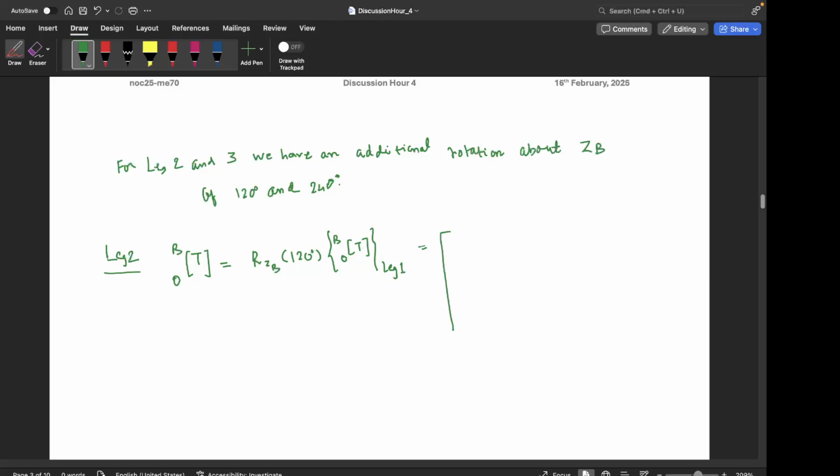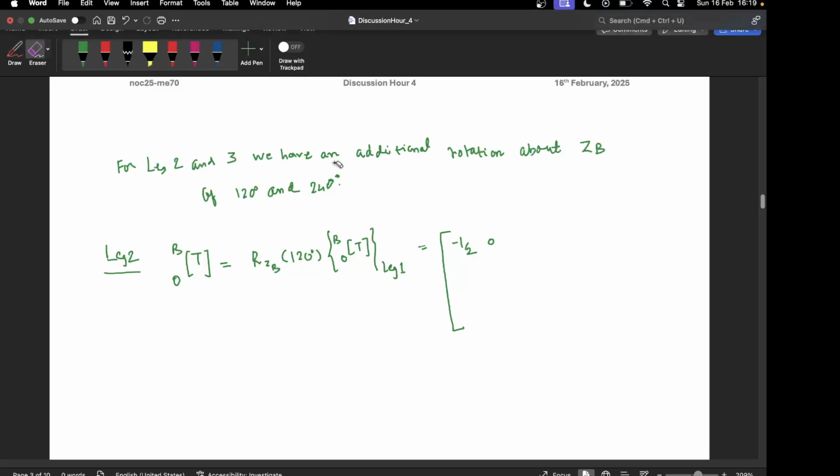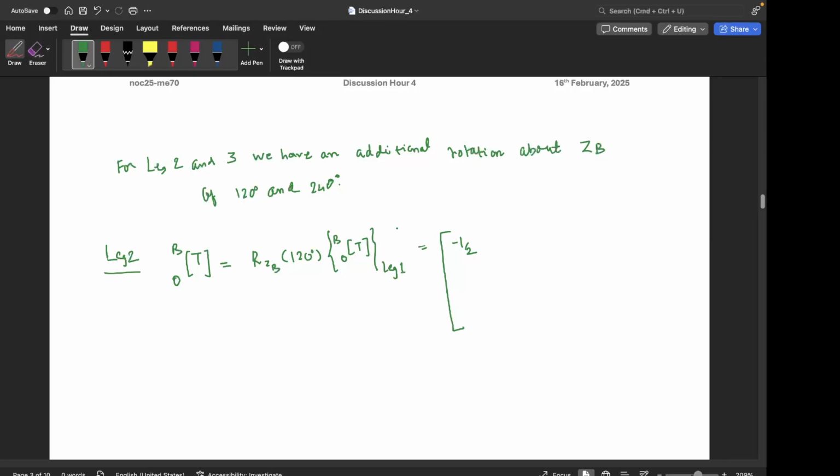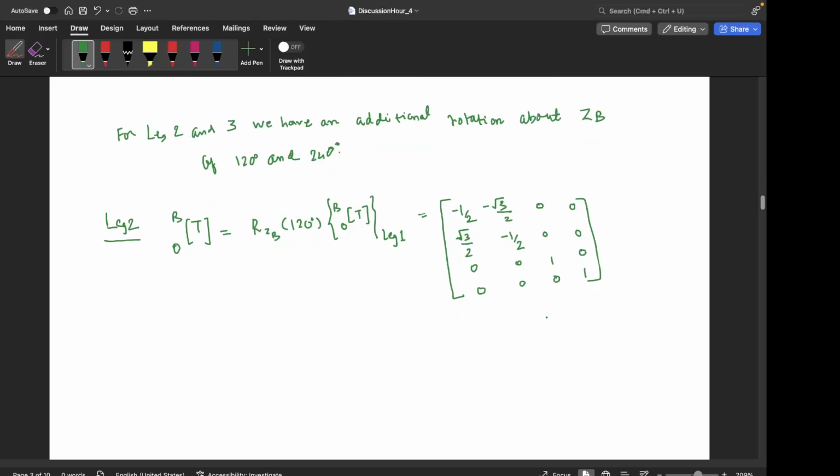Now this 120 degree rotation about the z axis, so cos 120 is minus 1 by 2, sine 120 is root 3 by 2, so cos theta, minus sine theta, and then sine theta and cos theta, right? And 0, 0, 0, 1, and the translation has already been accounted for in this part, so we need not go there.